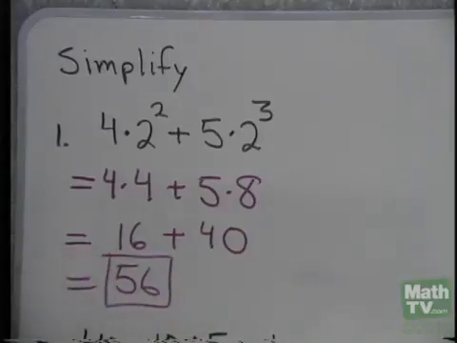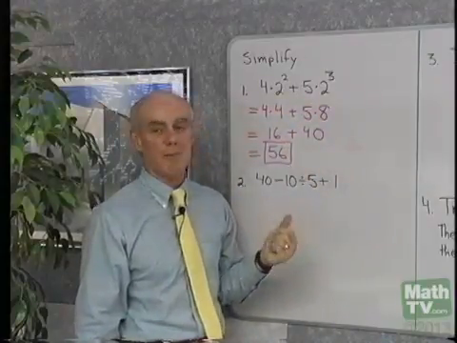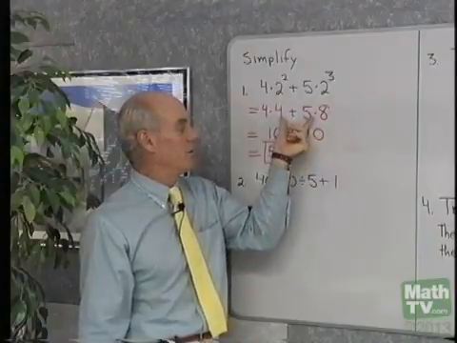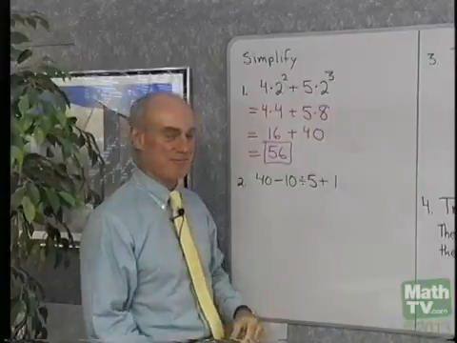So that's how we simplify this expression according to our rule for the order of operations. We want to take care of the part that has the exponents on it first, then we do multiplication, and finally we do addition. Okay, let's look at our next example.